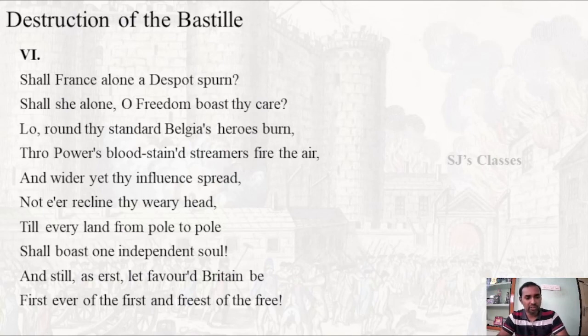So finally, Coleridge concludes the poem by making something like a request to liberty or freedom. He asks it to spread its influence far and wide and not to recline. Recline means to rest. So not to recline your weary, meaning tired, head till every land from pole to pole, or end to end, has been liberated. He also wants Britain to be, like earlier, first of the first and freest of the free. So what he wants is for his country to be above everything else, and also to be the one that is freest of the free, meaning a place where you have the utmost freedom. That's how he concludes the poem.